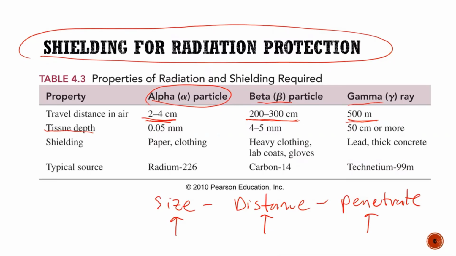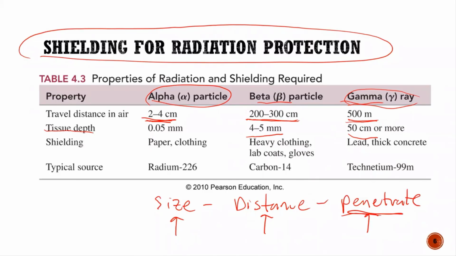Then when we look at the penetration aspect, the tissue depth, the alpha particle only goes 0.05 millimeters of skin. So that's in the upper epidermis layers. Beta particles can go a little bit deeper, and then gamma, well, shoot, 50 centimeters, that's quite a bit. What is that, like 20 inches? That's like 20 inches. So it's like, through your body. So the gamma particle, which is extremely small, can travel very far and has the most penetration.